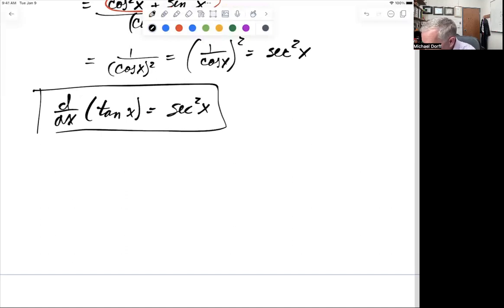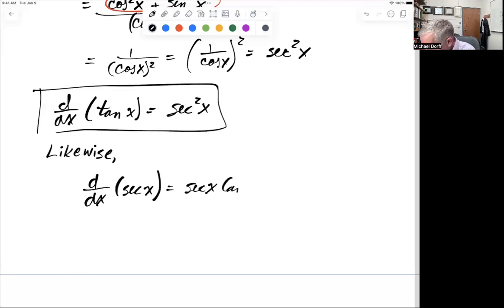All right, and likewise, we can figure out what these other ones are. Doing a similar approach, we could find the derivative of secant x because it's 1 over cosine x, and when I do the same quotient rule approach, we get secant x times tangent x. The derivative of cosecant x is going to be minus cosecant x cotangent x.